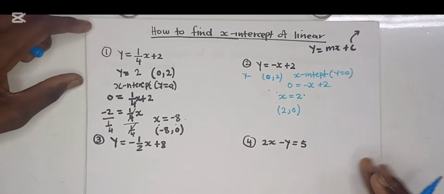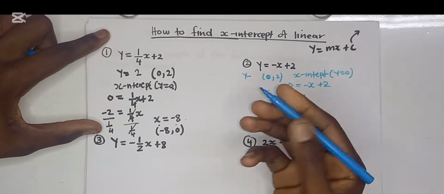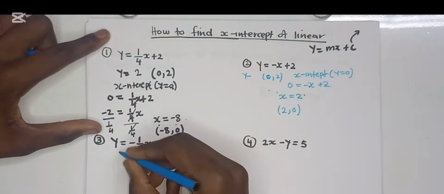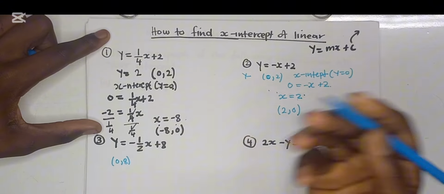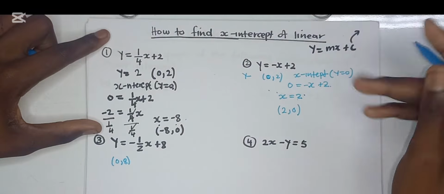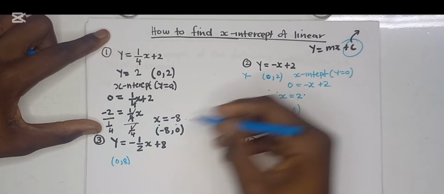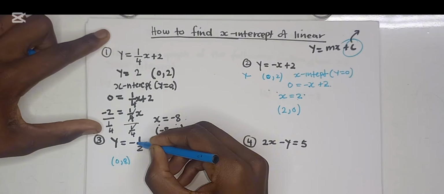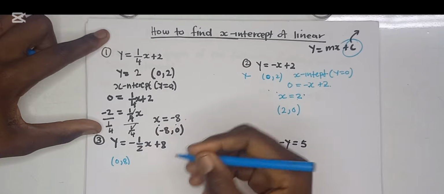Now let's take a look at number 3, which is this one. What will be our y-intercept? We can just write it down without even calculating. It's going to be 0 and 8. Why 0 and 8? Because the y-intercept is the c value that is there in our equation. This is the gradient, and this is the y-intercept.